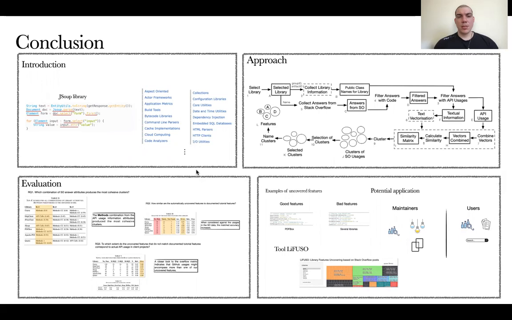To conclude this presentation, we introduced the problem of the selection of a library by developers in a software ecosystem, and how the current rankings lack feature information about the libraries. We also proposed an approach to tackle this problem, and we evaluated our approach against some tutorial features and against some GitHub usages. And finally, we recommended some potential applications to maintainers and users using our approach, and we presented some examples of the features, and we shared the links to our tool.